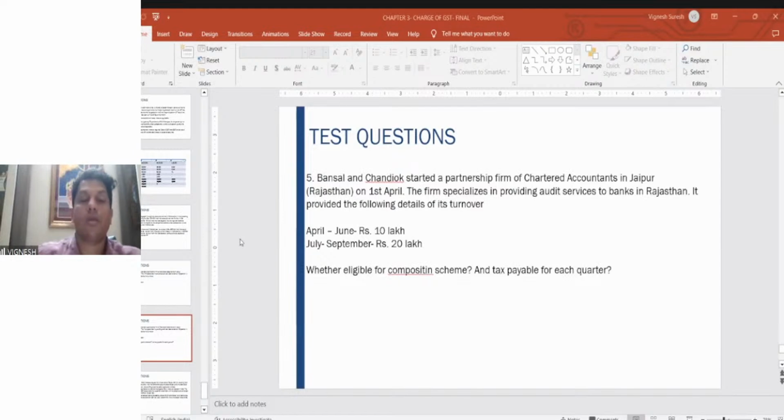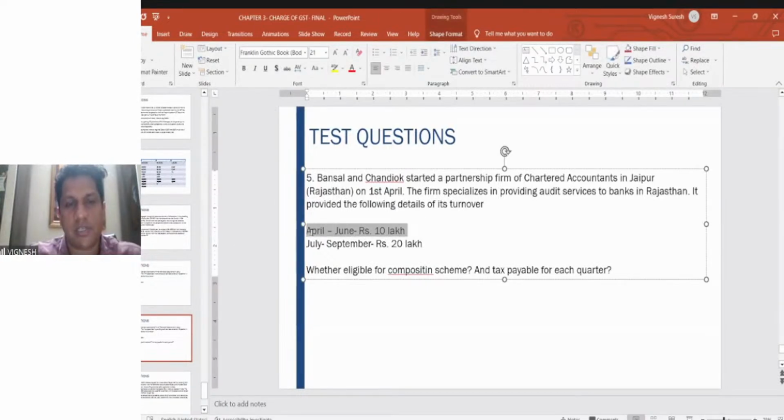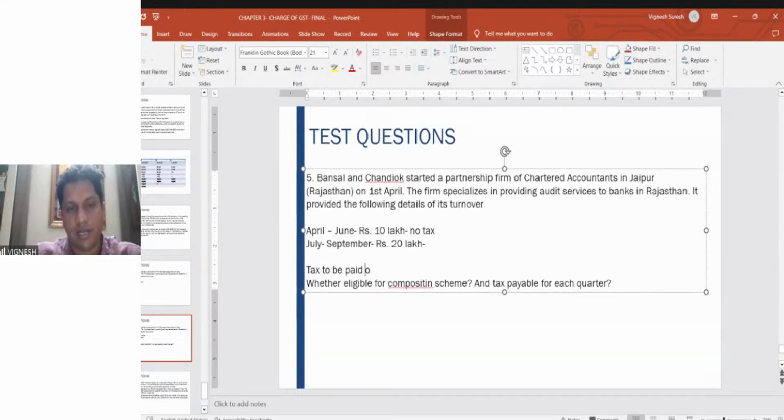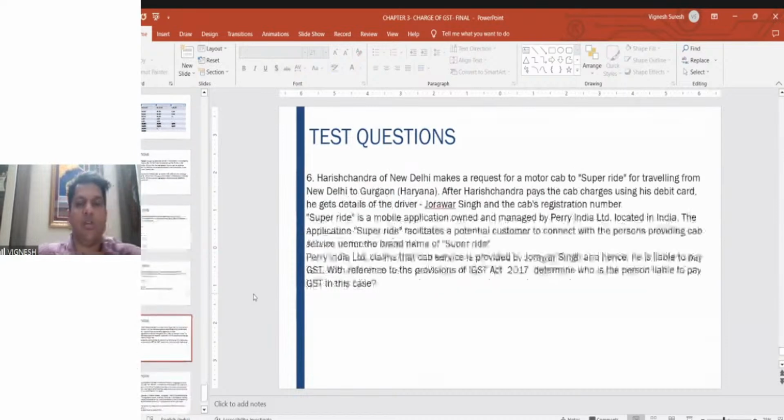Right? So therefore, if you see here, April to June it is 10 lakhs. That means the limit of registration has not yet been crossed. 20 lakhs is the limit. So therefore, for April, May, June, there will be no tax. Fine. And July to September it is 20 lakhs, so the limit is crossed during July to September. After 20 lakhs, it will start triggering. So total 30 minus 20 for threshold, 10 lakhs is what is left out. So 10 lakhs into 6%, 60,000 is the answer. So therefore, tax is to be paid on 10 lakhs at the rate of 6%. Fine. I hope this point is also clear.